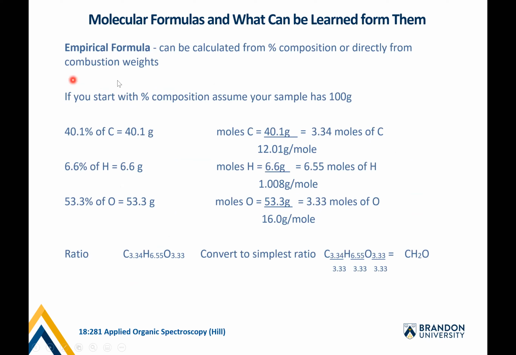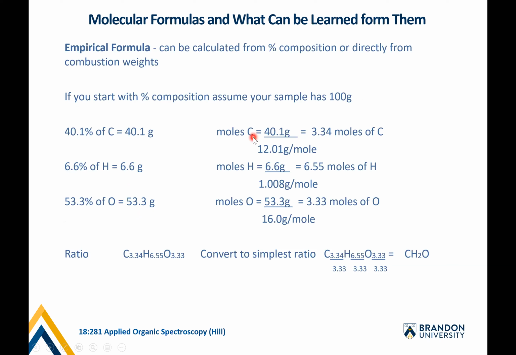So the empirical formula from the combustion weights. Okay, so if you have the percent composition, the simplest way to do this is just assume you've got 100 grams, because if you know you've got 40.1% of carbon, if you've got a 100-gram sample, this would mean you've got 40.1 grams. And if you've got 6.6% hydrogen times 100 grams, 6.6 grams. Likewise, with oxygen, 53.3, that would be 53.3 grams.